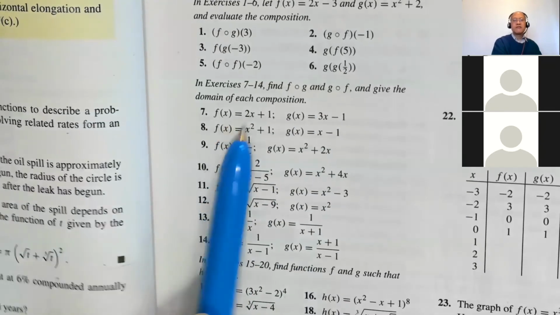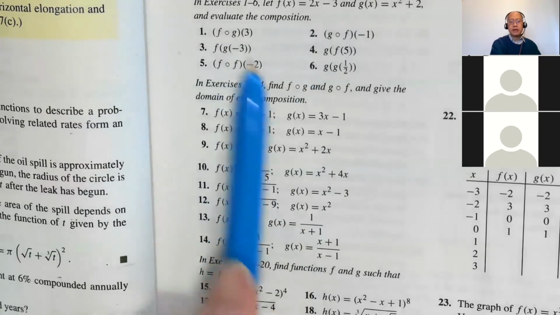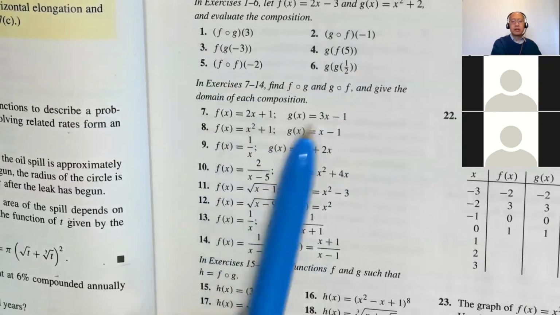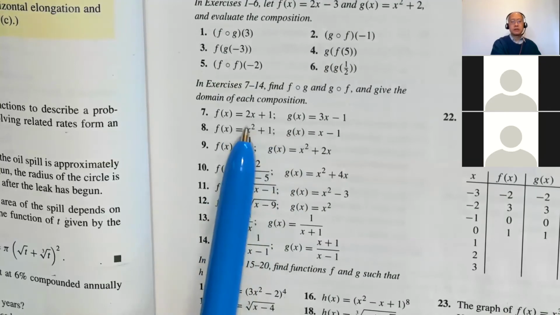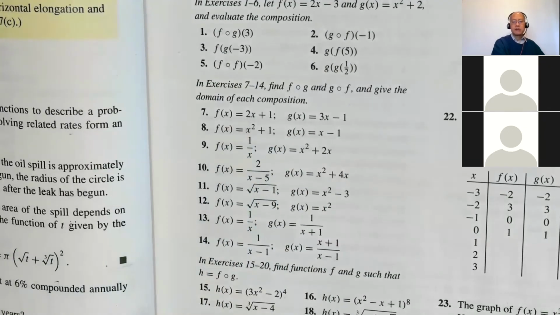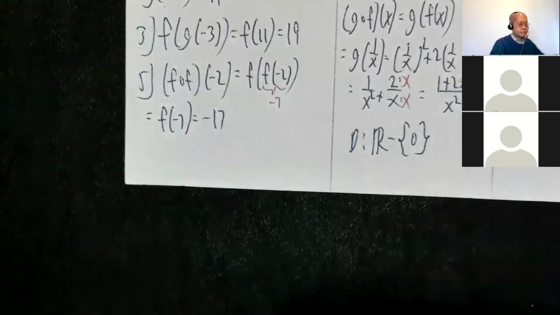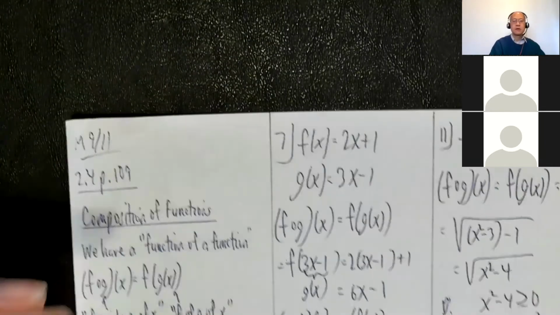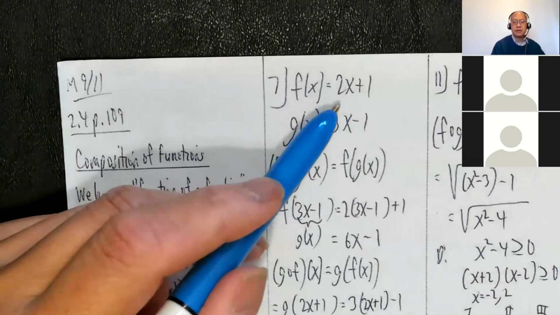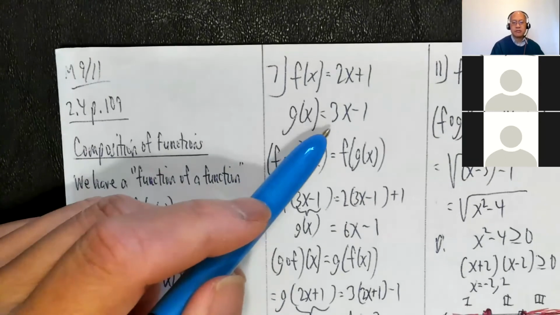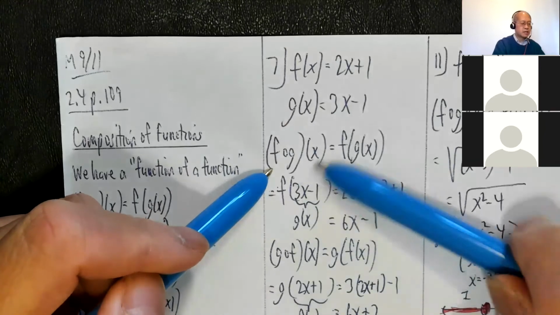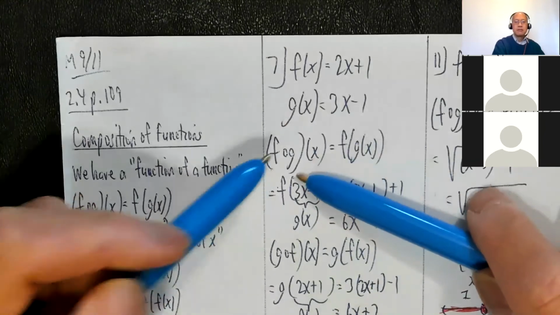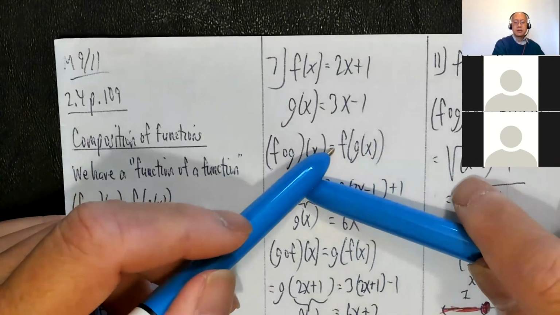Okay, what if they don't give me numbers, like 3 or negative 1 or whatever? All they do is give me functions. So, function of a function. So here's f, here's g. f of x is 2x plus 1, g of x is 3x minus 1. Okay, they want f circle g, f of g of x, which means this, f of g of x.